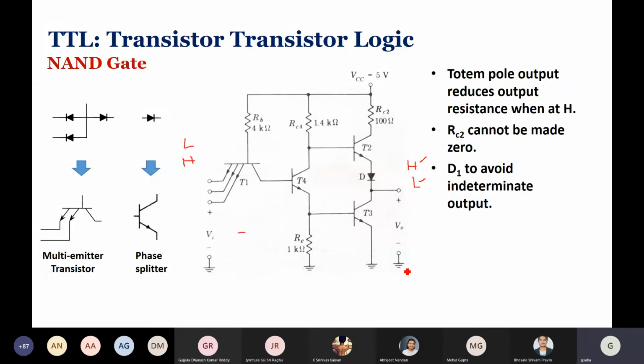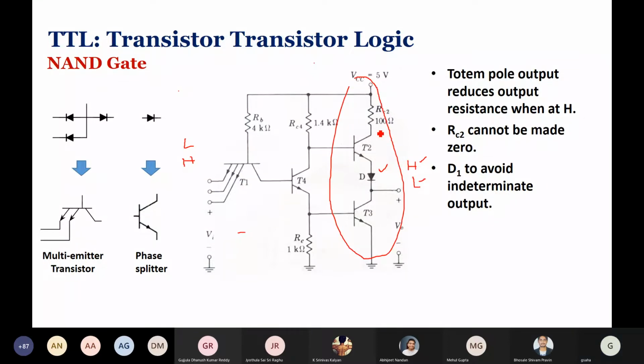Okay, and a few other considerations that we had was the presence of this diode, which makes, when this output is low, this 0.9 volt, which will make this one also conduct, which we are avoiding. And this output stage is called totem pole output.